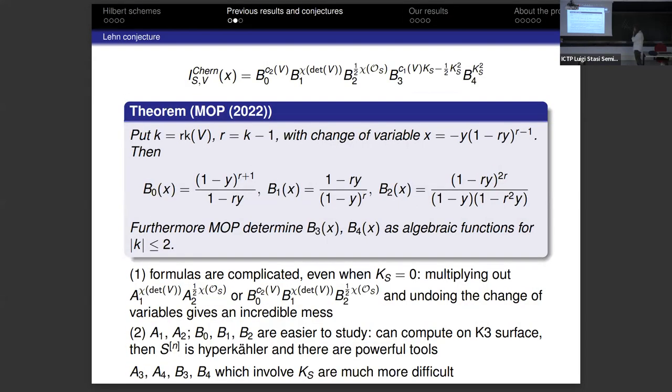Second, it is always the case that B0, B1, B2, and A1, A2, the ones which do not contain the canonical class in the exponent, are much simpler to study. The reason is that one can study them by just doing computations on Hilbert schemes of K3 surfaces. As we said, the Hilbert scheme of a K3 surface is a hyperkähler variety, and one can, for instance, use the Beauville-Bogomolov quadratic form or other things on K3 surfaces to compute them. So these are always much easier to study than the others. A3, B3, the ones that involve K, are much, much more difficult. Normally, also in other similar problems, you cannot say anything about them. And here, they could only say something in this very small range.